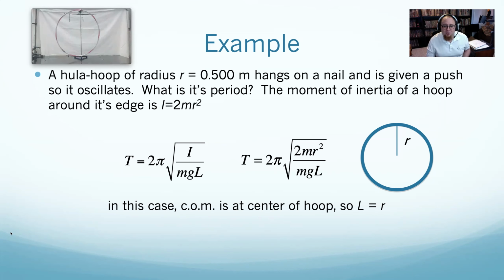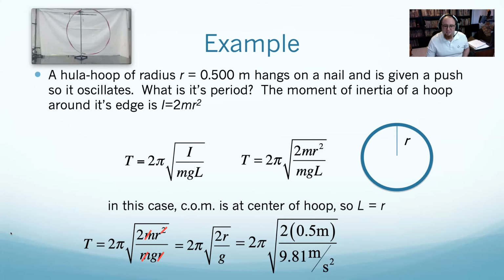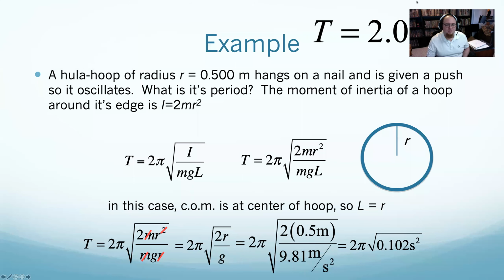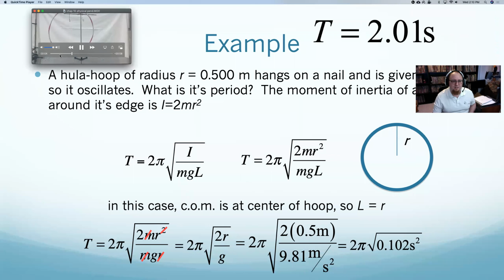So this would be 2mR squared over mgR. And as I said before, m can cancel out, and R squared over R will reduce. And so the period will be 2 pi square root of 2R over g. To which I'll plug in some numbers and solve. And you get a period of motion of 2.01 seconds, which, let's see, 1 Mississippi, 2 Mississippi.